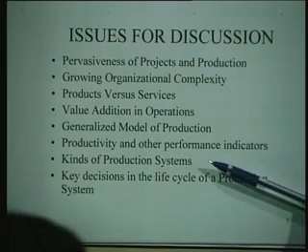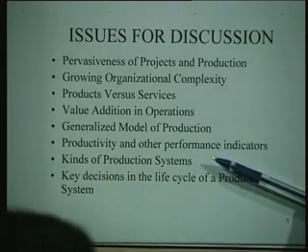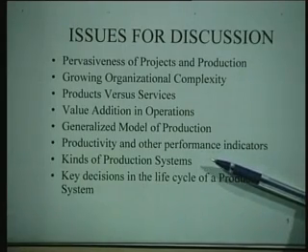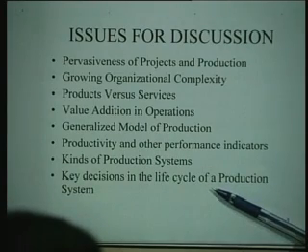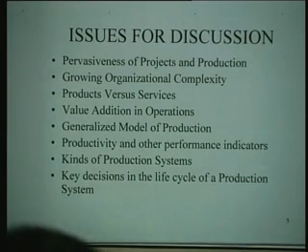Then we will briefly talk about some of the kinds of production systems that are there. You have various kinds of production systems. You can have job shops, batch manufacturing, mass manufacture, cellular manufacturing systems and so on. They have different characteristics. So, the job of a production manager is to choose the right kind of system for a particular application.